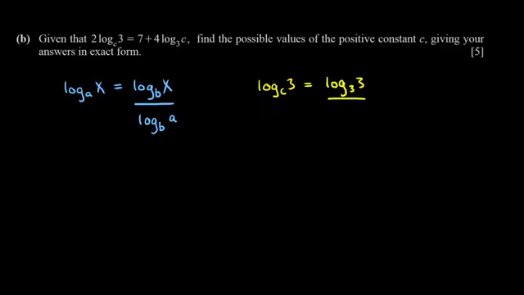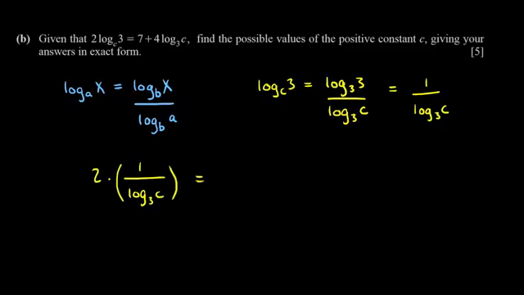The way we're going to do that is we're going to divide through by log base 3 of the old base, c. Hopefully you can see we've got the same base on the right-hand side. Well, log base 3 of 3 is the same as 1, and so this is actually just 1 over log base 3 of c. I can take my equation and rewrite it. This is 2 times 1 over log base 3 of c is equal to 7 plus 4 log base 3 of c.